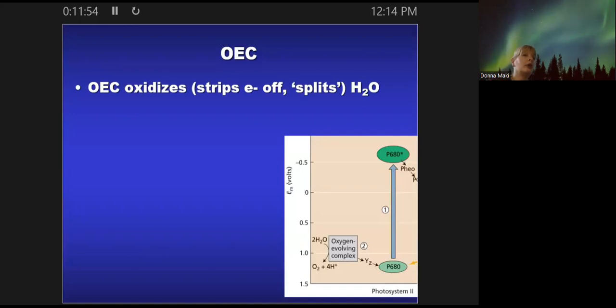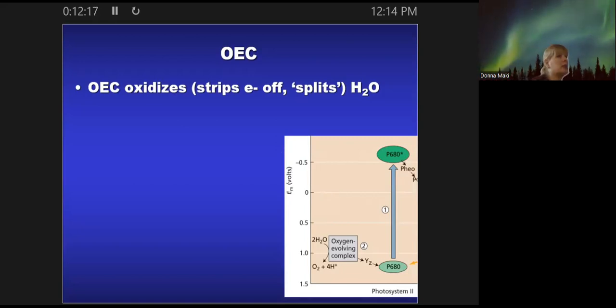So that chlorophyll in photosystem 2 in the reaction center is like, okay, I just donated off an electron. I'm missing an electron. I'm not happy. I want my full complement of electrons. And so the oxygen evolving complex part of photosystem 2 is going to extract electrons off of water. So water is our ultimate electron donor.